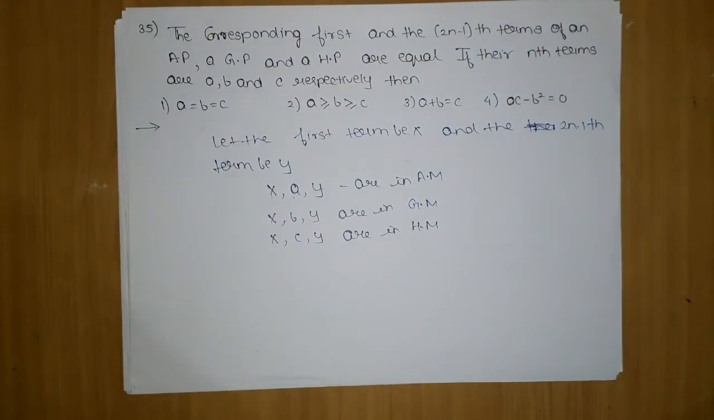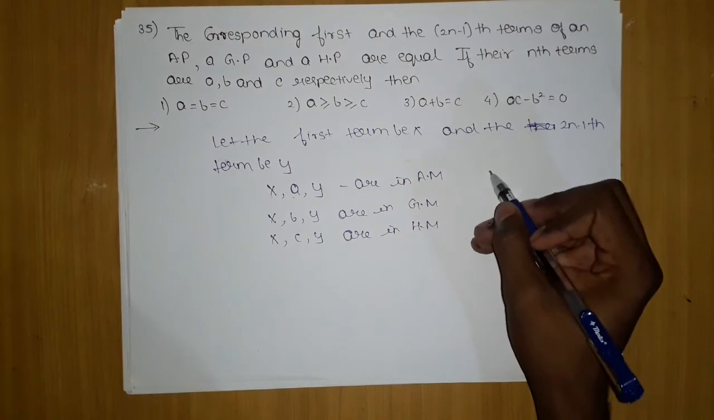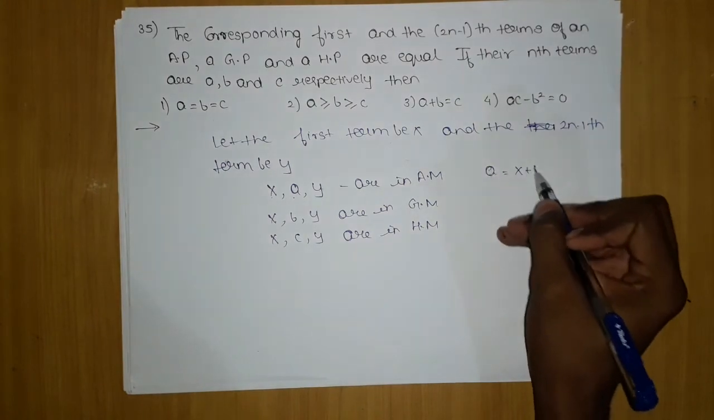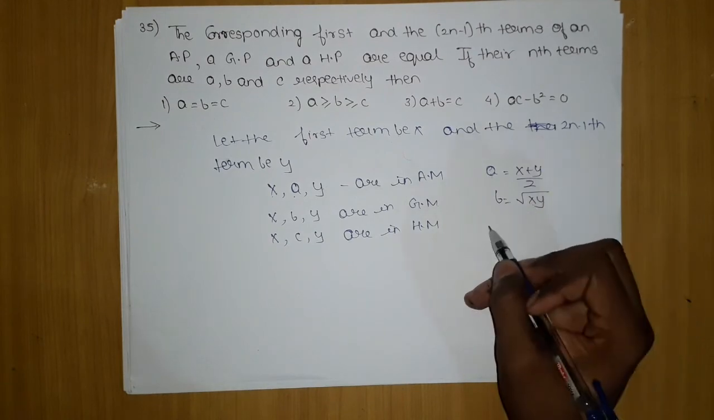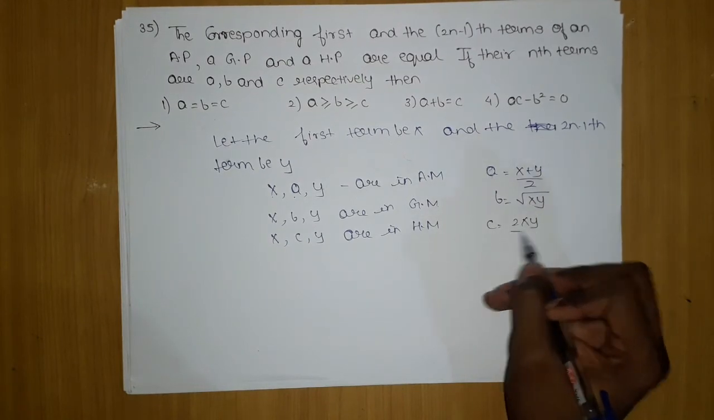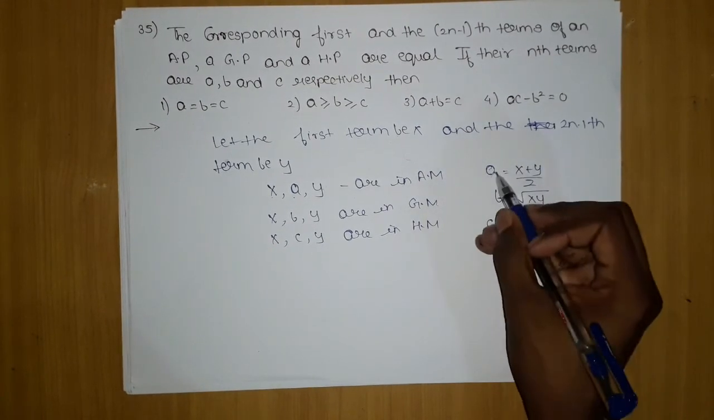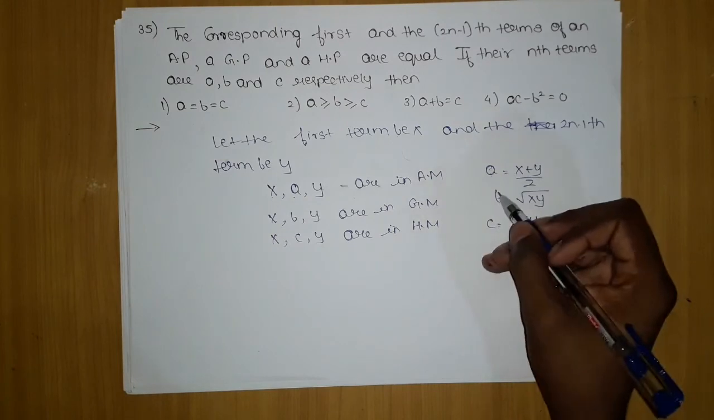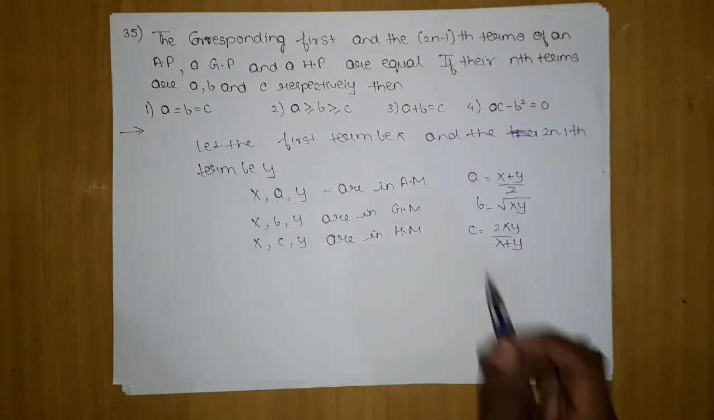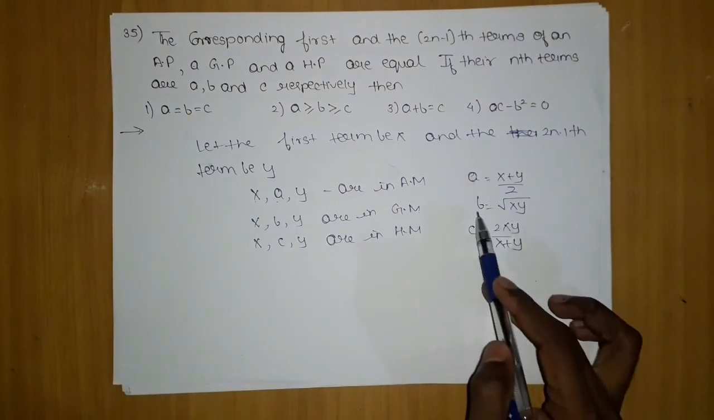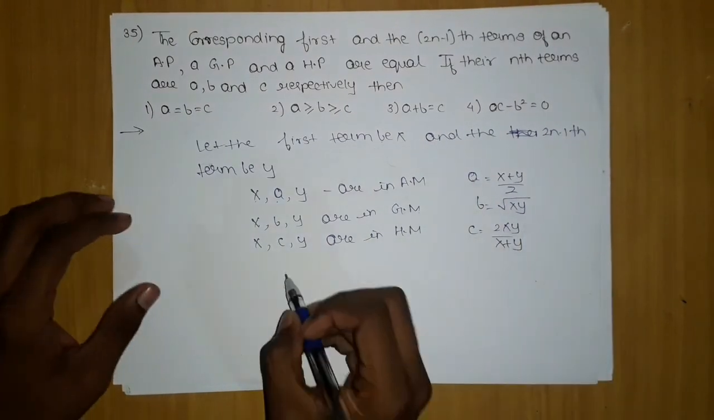Okay, so from this, since they are in AM, a is equal to what? (x plus y) by 2. b is equal to what? Under root xy, the GM condition. And c is equal to 2xy upon (x plus y). Now this is AM, this is GM, and this is HM. So here a is AM, b is GM, c is HM.